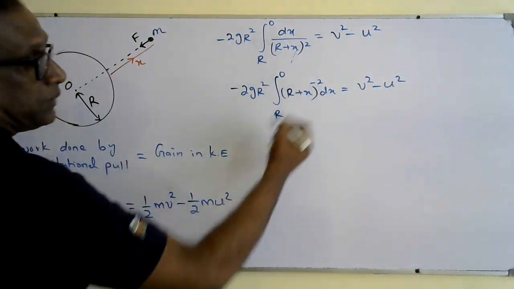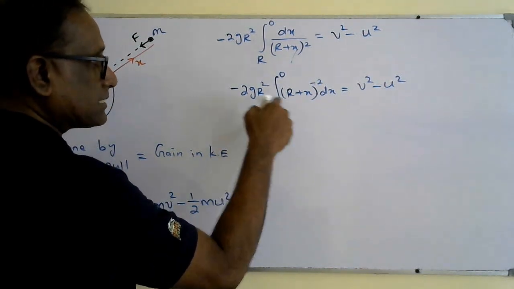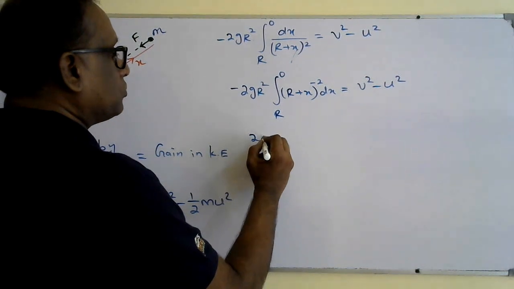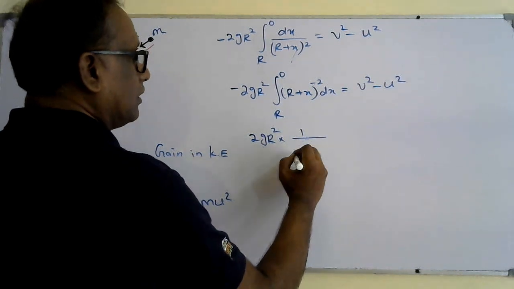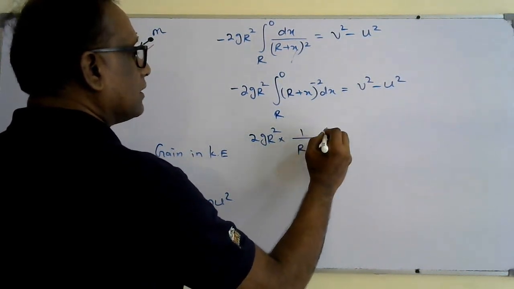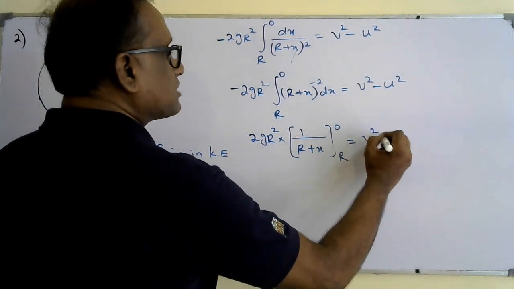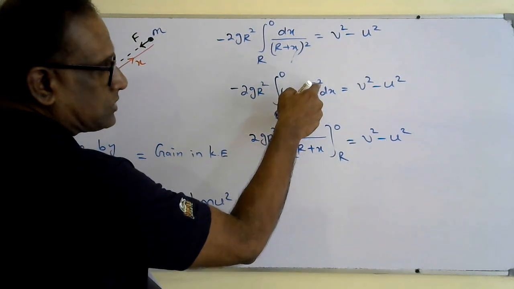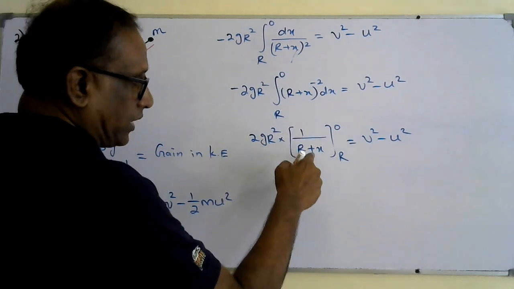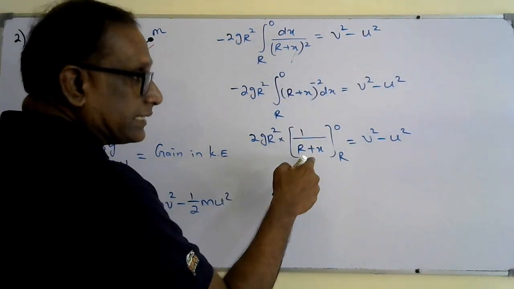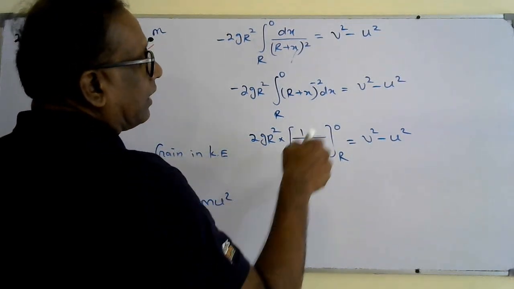So this will become minus 2 plus 1, which is minus 1. That minus 1 will become the denominator. That minus 1 and this minus will get cancelled. So that's going to be 2gr squared times 1 over (r plus x). The limits will be from r to 0, v squared minus u squared. Again, minus 2 plus 1 is minus 1, so (r plus x) to the power minus 1 means 1 over (r plus x). That minus 1 written in the denominator will get cancelled with this minus, so 2gr squared, and this will be there.